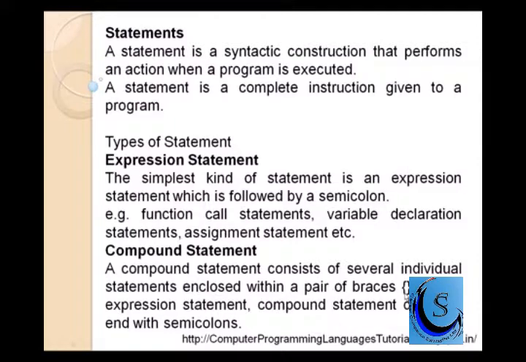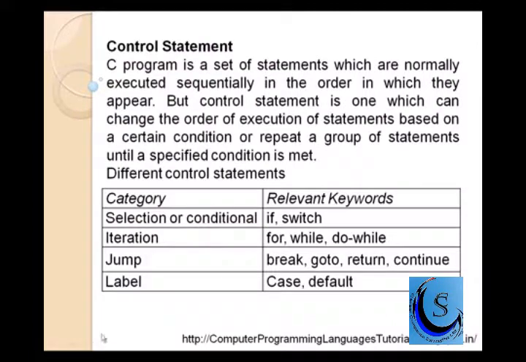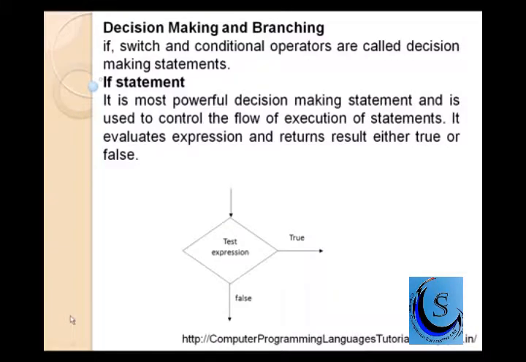Now let us start the important part of C language. In C, we have a number of control statements. You can see here selection, conditional or decision making statements, that is if and switch. After that, we will study loop, iteration, jump, and label statements. Decision making statement is an important part of any programming language.